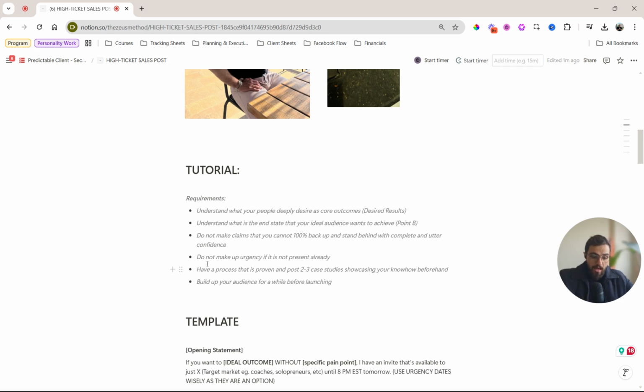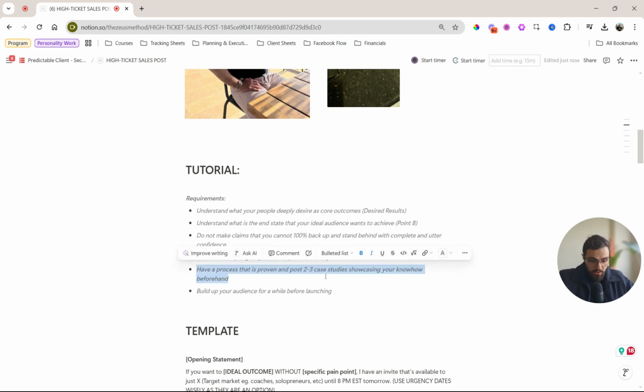Okay? Have a process that is proven and post 2 to 3 case studies showcasing your knowledge beforehand. So, this is gold, and I'm gonna actually go back to it after the template. Cool? Because this is what makes it work. This is what makes it stick.